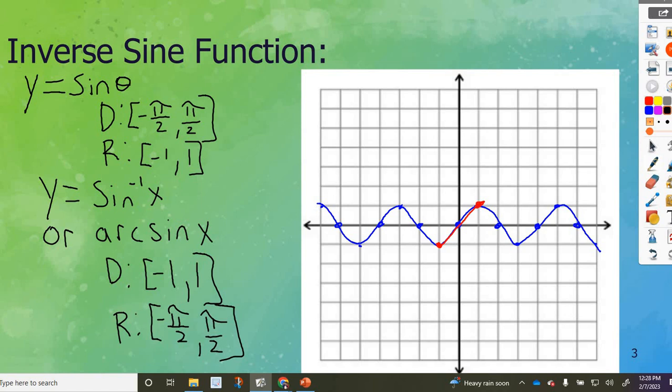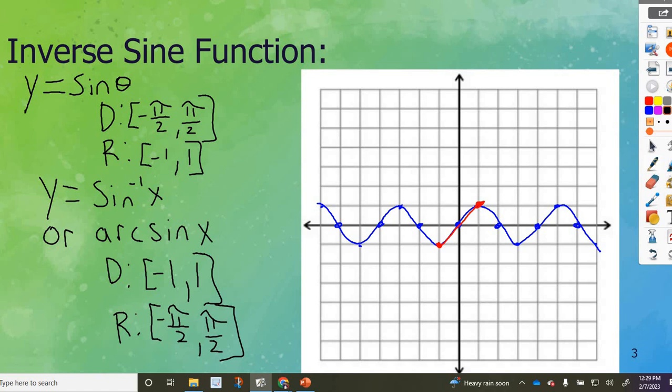And like I said, basically this allows us to go backwards. So for sine, we plug in an angle and get out a number. For inverse sine, we're going to plug in a number and get out an angle. So we're working our way backwards. We're trying to think what angle gives us this value.